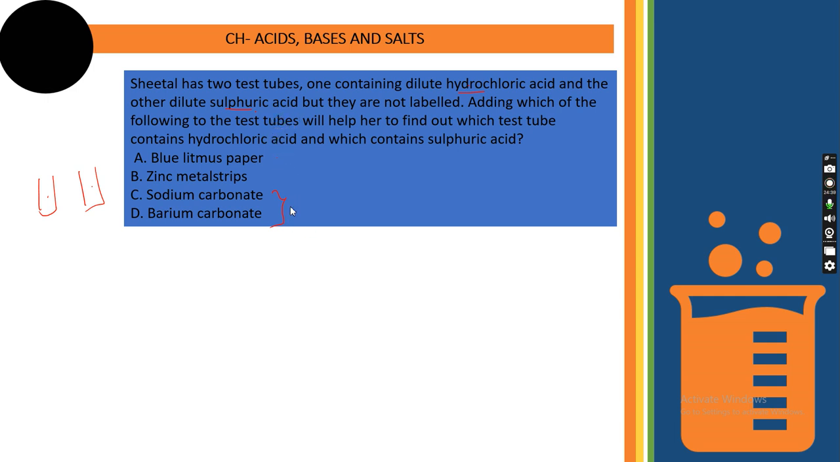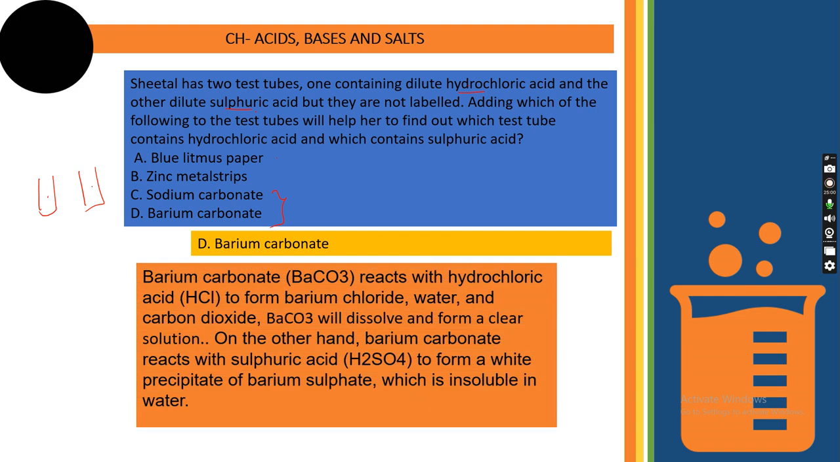Here, barium carbonate forms a clear solution with HCl, and barium carbonate if you add to H2SO4, a white precipitate of barium sulfate forms. That's how you can identify which one is HCl, which one is sulfuric acid. So you should know the reaction along with the precipitate color. So barium carbonate is the correct answer.